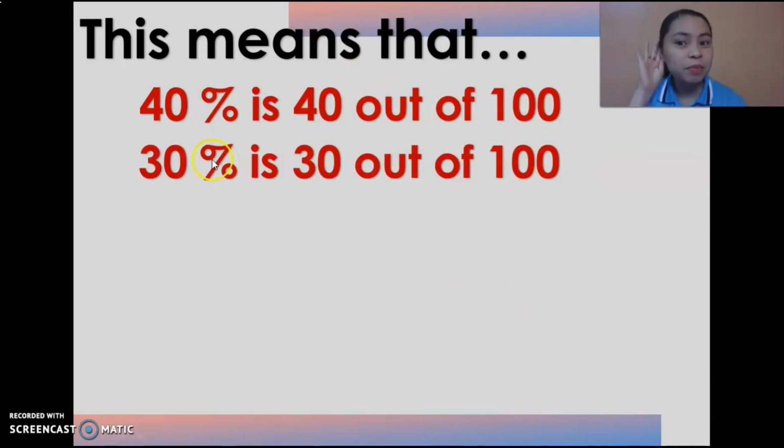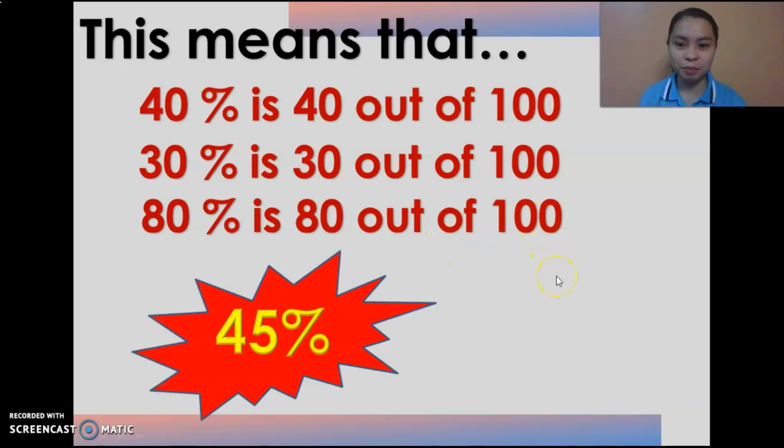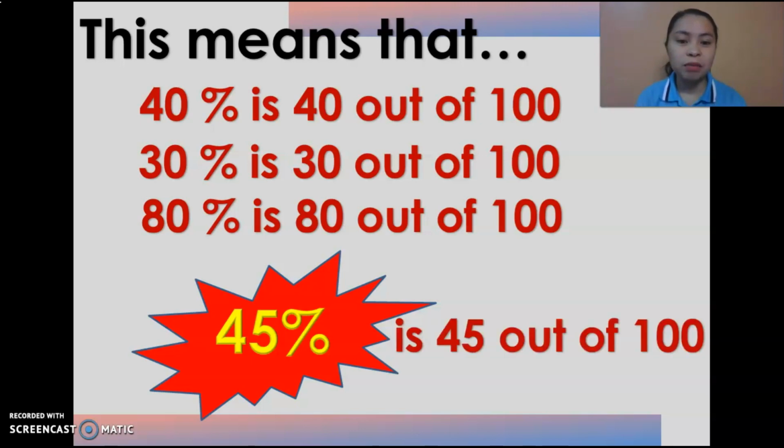Okay, next. Good. Great. Okay, how about this one, the last one? We have this. Okay, so 45%. So you can say that that is 45 out of 100. Okay, can you do it again? Okay, very good.